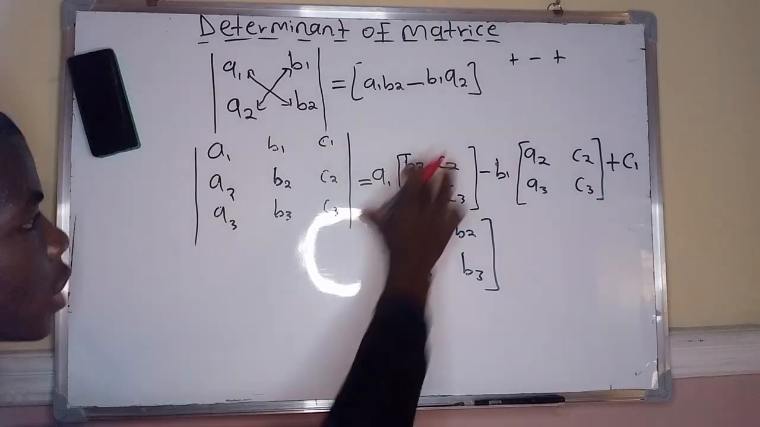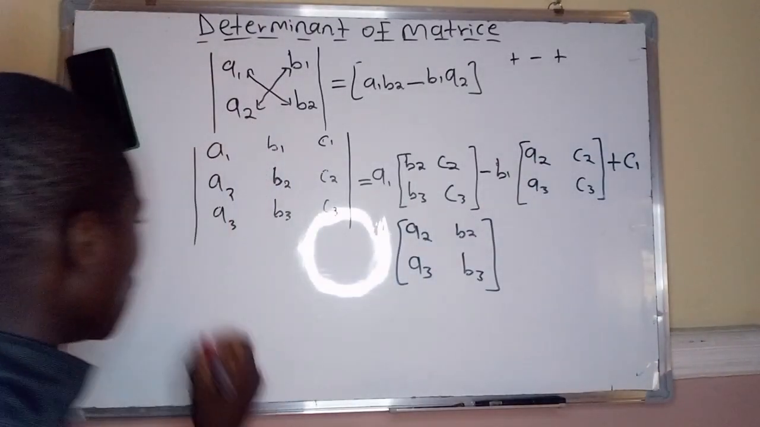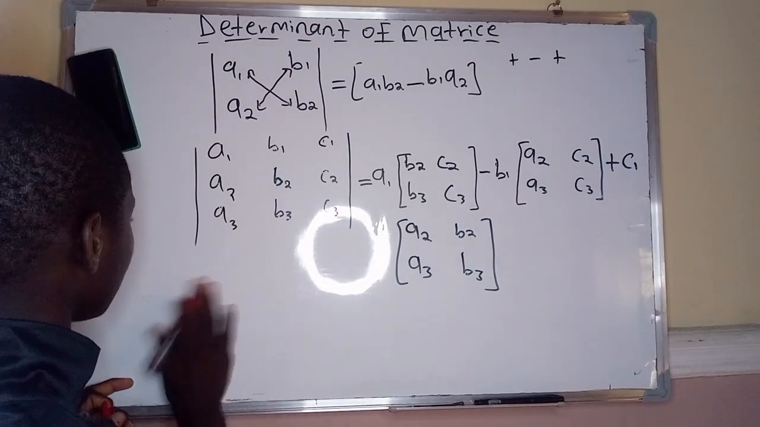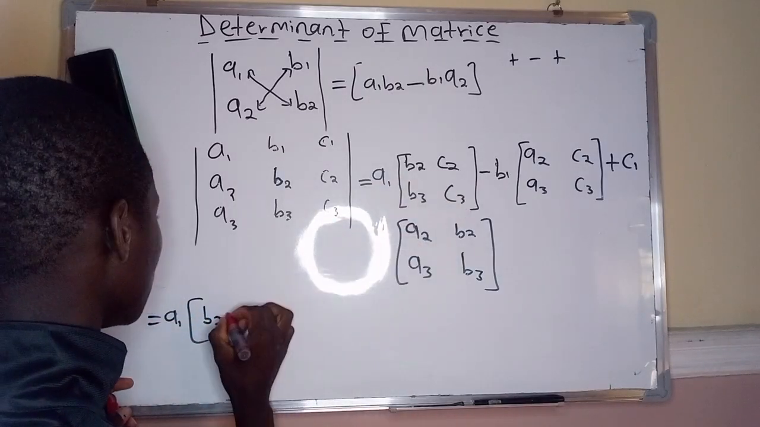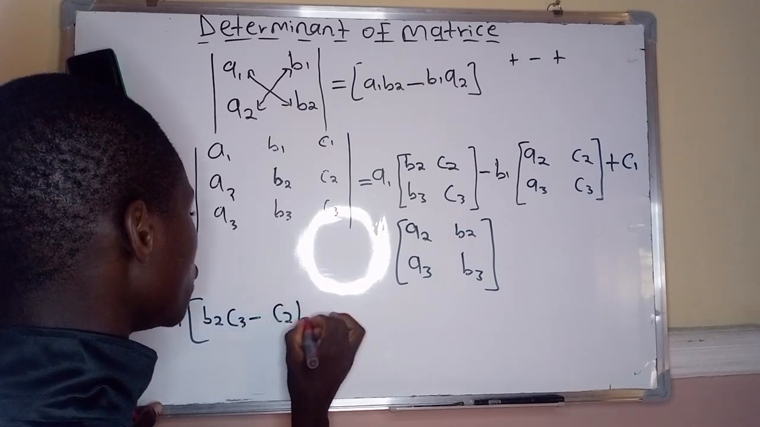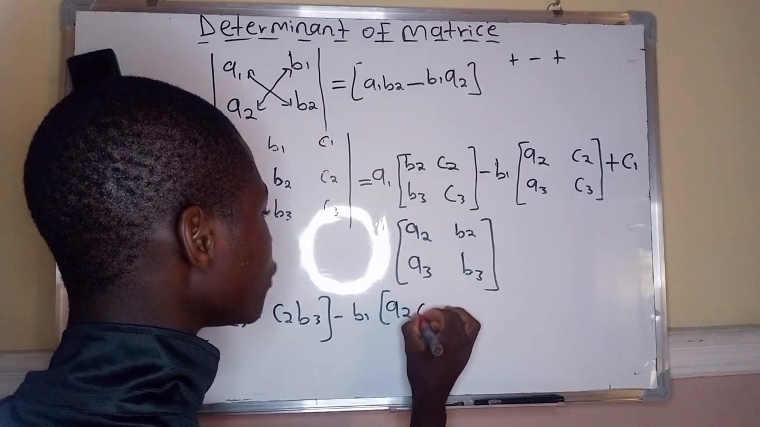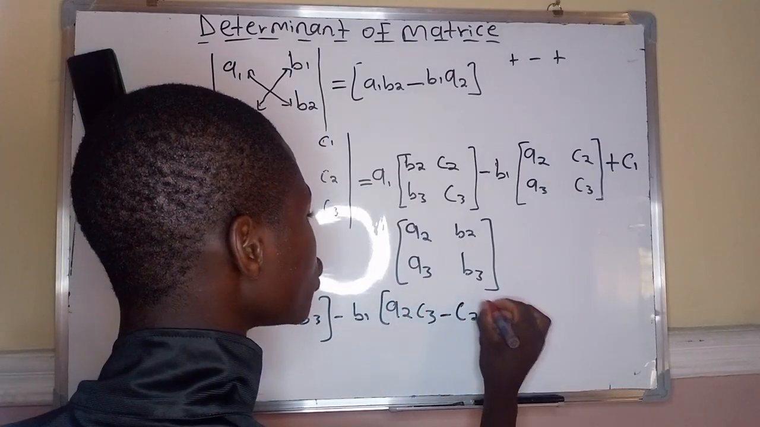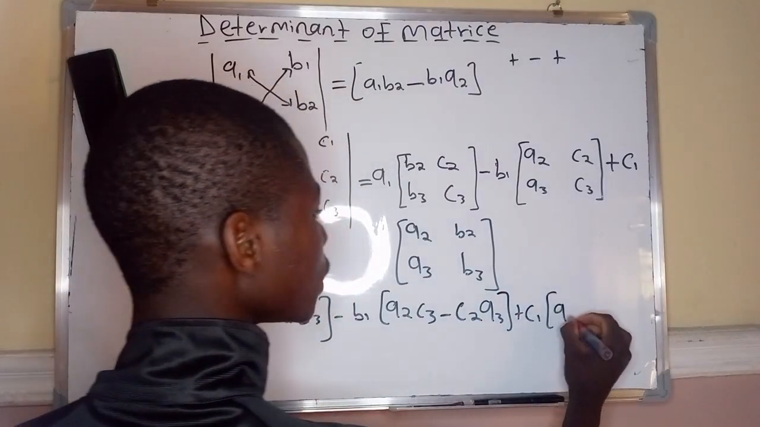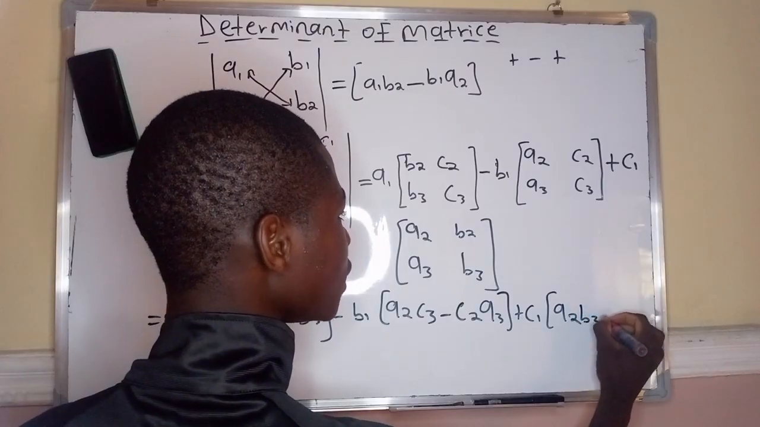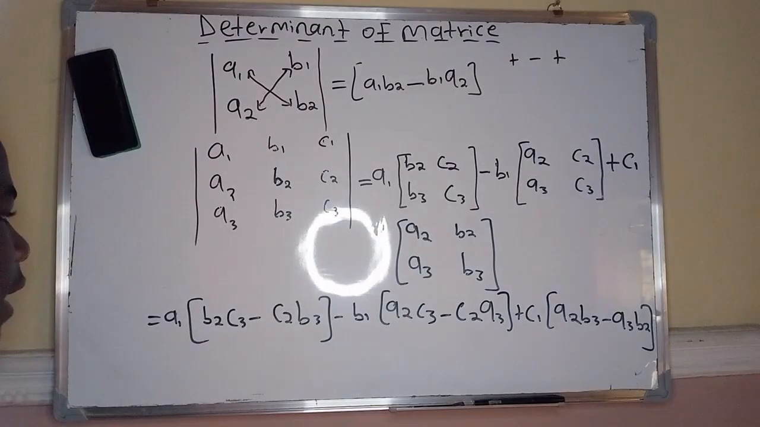After doing that, we have to use the 2 by 2 method of finding the determinant to simplify this. So it is equal to A1 in brackets B2 C3 minus C2 B3, minus B1 in brackets A2 C3 minus C2 A3, plus C1 in brackets A2 B3 minus A3 B2.